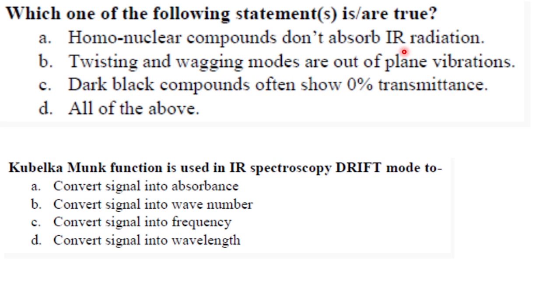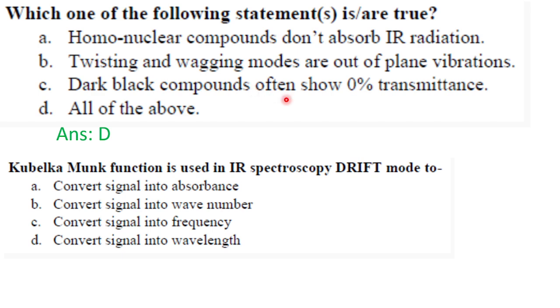Homonuclear compounds don't absorb IR radiation. Why don't they absorb? Exactly, absolutely right. The next is, twisting and wagging modes are out-of-plane vibrations. I don't know whether you have remembered or not. Yes, out-of-plane vibration. Then, dark black compounds often show 0% transmittance. It is all of the above. Yes, all of the above.